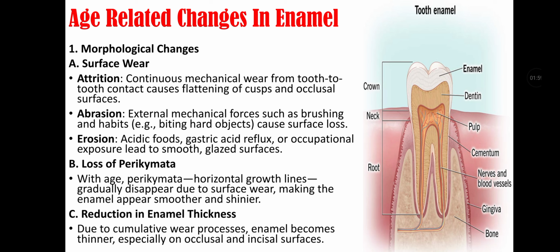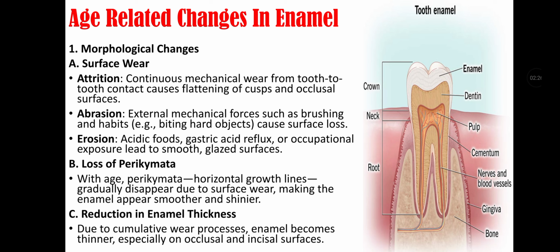Surface wear may be because of attrition, abrasion, or erosion. Attrition is continuous mechanical wear from tooth to tooth contact, causing flattening of cusp and occlusal surfaces. Abrasion is caused by external mechanical forces such as brushing and habits like biting hard objects that cause surface loss. Erosion is caused by acidic food, gastric acid reflux, or occupational exposure that leads to smooth glazed surfaces.